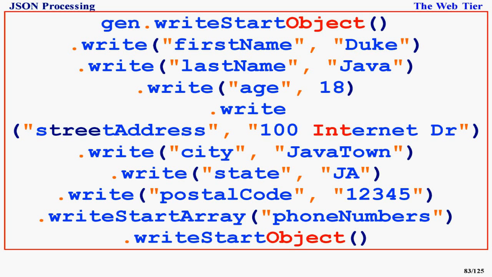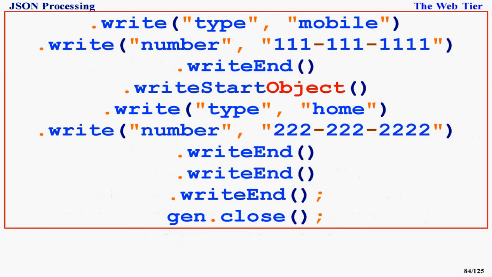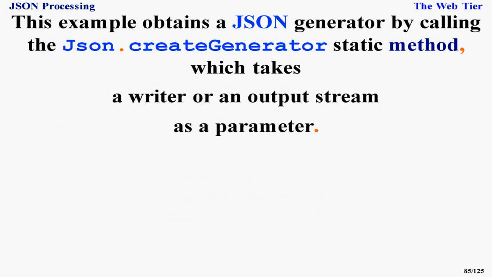12345. Write start array phoneNumbers. Write start object. Write type, mobile. Write number, 111-111-1111. Write end. Write start object. Write type, home. Write number, 222-222-2222. Write end. Write end. Write end. gen.close().